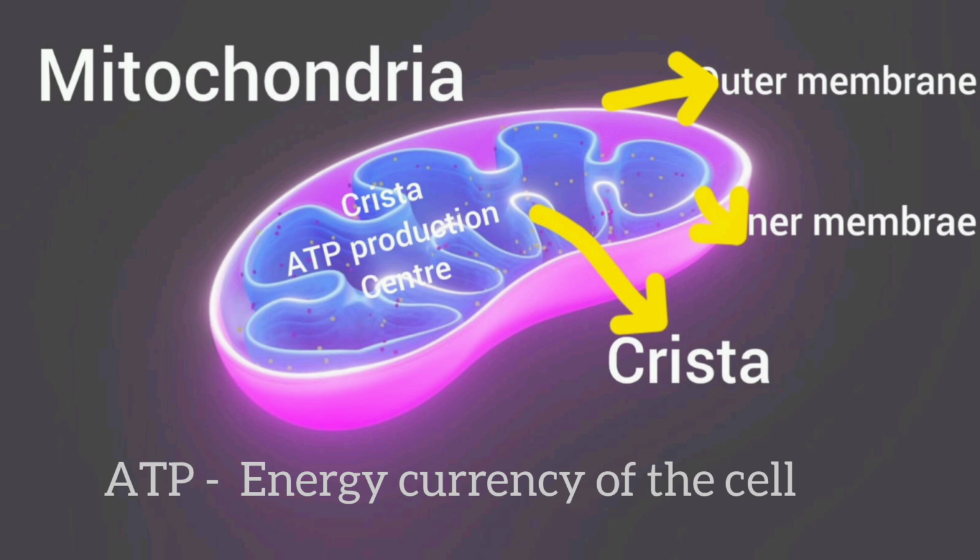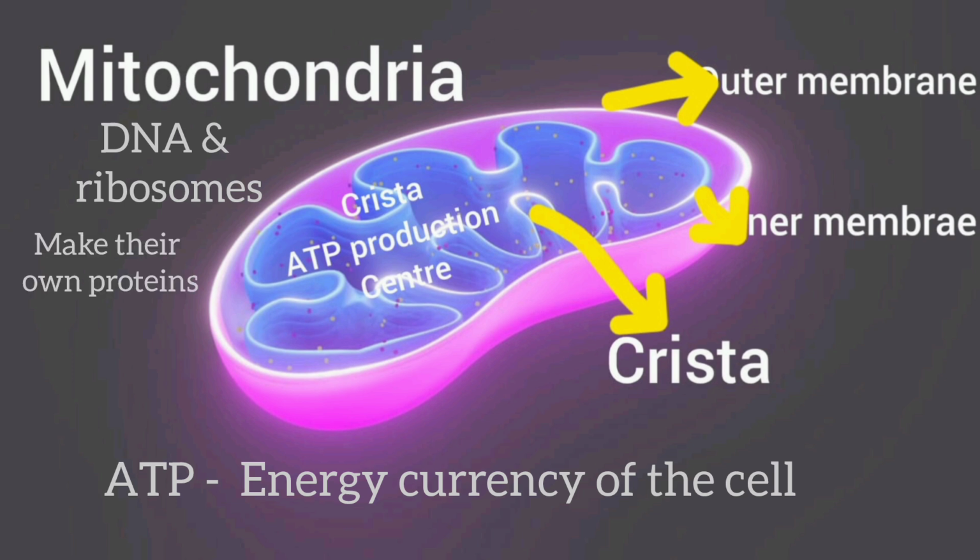Do you know what makes mitochondria special? They have their own DNA and ribosomes. This means that they can make some of their own proteins. That is why they are called semi-autonomous organelles. That is, they are not fully dependent on the nucleus for their proteins. They can make some of their proteins, so they are known as semi-autonomous organelles.